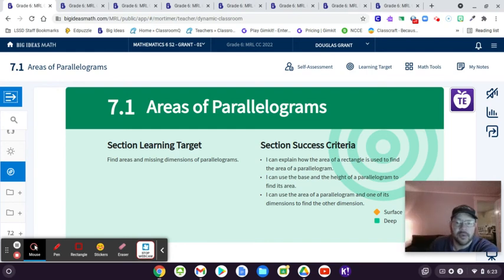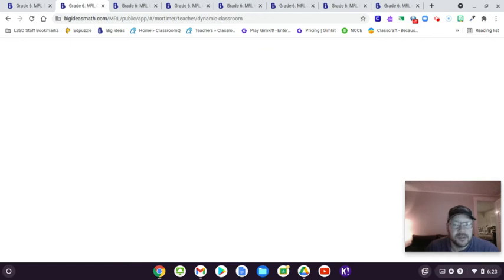Ahoy, mateys! 7.1 is about finding areas of rectangles and parallelograms. First of all, rectangles are parallelograms, so just remember that. A parallelogram is a four-sided object, a quadrilateral, if you will, where the pairs of sides are parallel to each other. So a lot of times it's a straight up and down rectangle or a slanted rectangle. Okay, so that's what we're going to do: area of parallelograms.